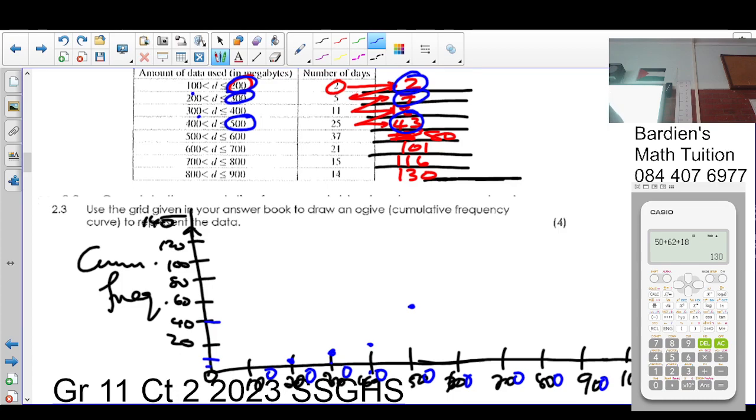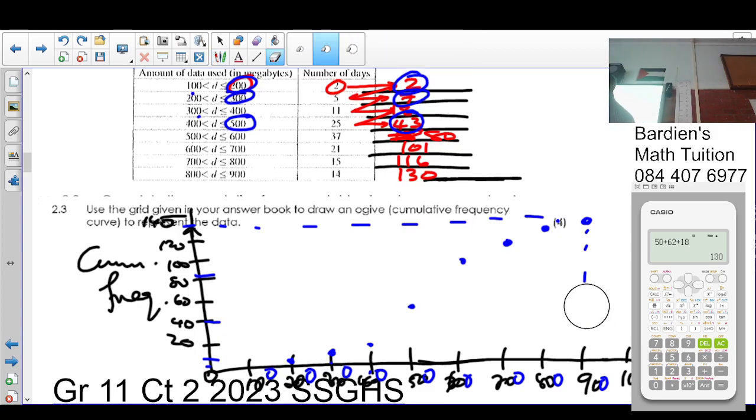Then 600 and 80. We're in line with this 80, no? 700 and 101. Okay? 800 and 116. And then 900 and 130, which is in line with that. Okay, as you can see there.